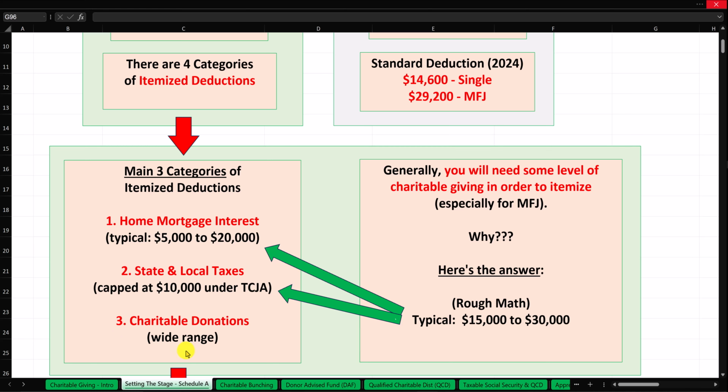And that's not to say that you should be making charitable donations just for the purposes of itemizing. The point is that if you're not making charitable donations for married filing joint, chances are you won't be itemizing.